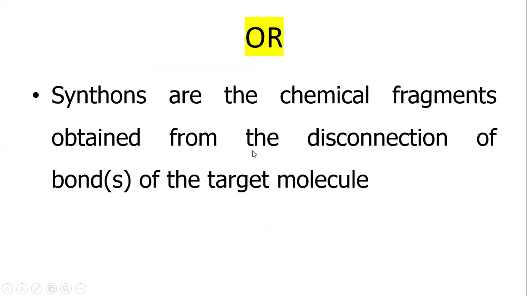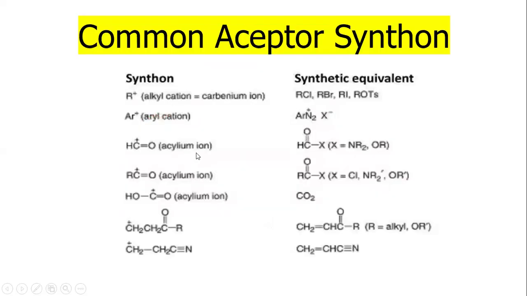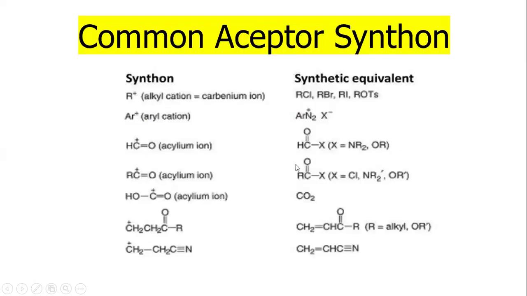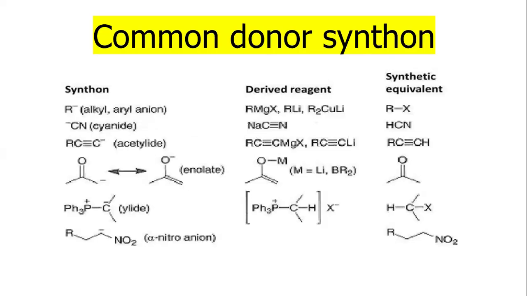Synthons are those chemical fragments obtained from the disconnection of the bonds of the target molecule. Synthons and their synthetic equivalents. Common acceptor synthons, and these are the synthetic equivalents: alkyl, aryl, acylium ion, oxocarbenium ion. Common donor synthons: cyanide, alkyl, acid enolates.